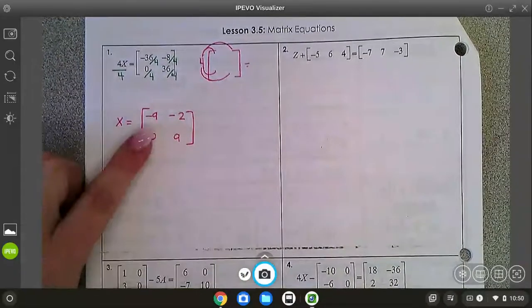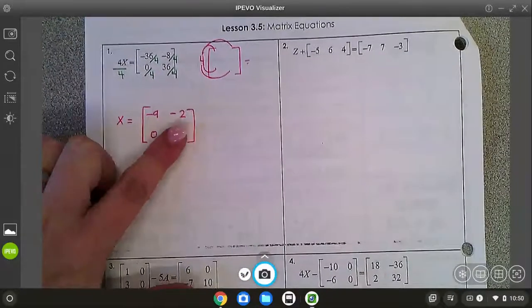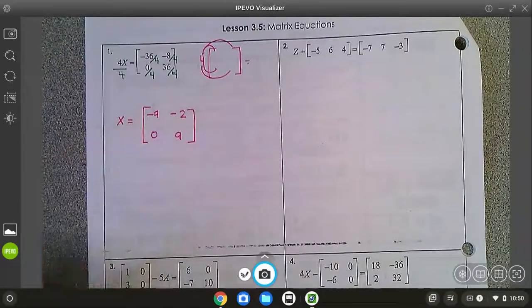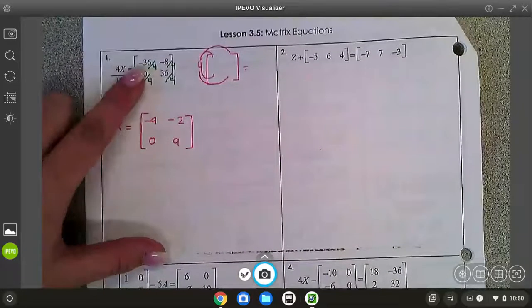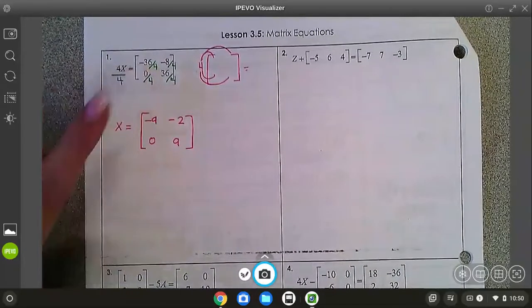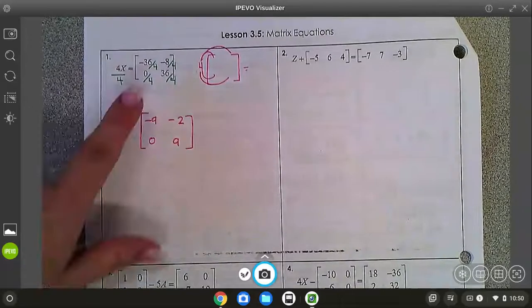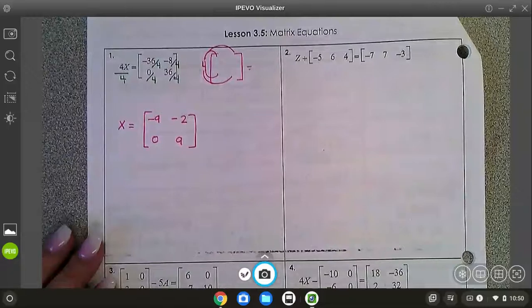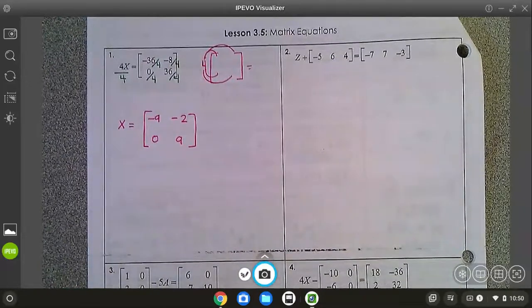So you should get -9, -2, 0, 9. So just think of it like 4x equals -36. Think about what would you do if that was just a plain number there, not a matrix. And you're going to follow the same steps, at least for these first ones.